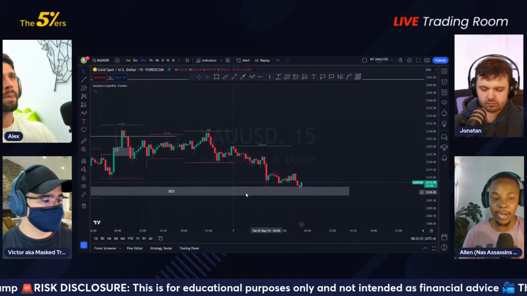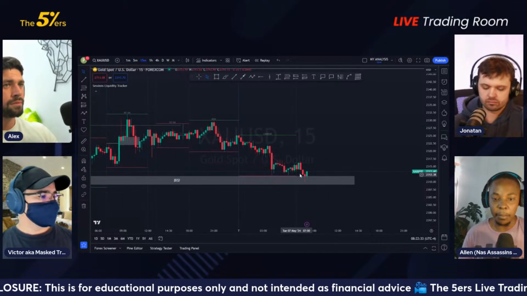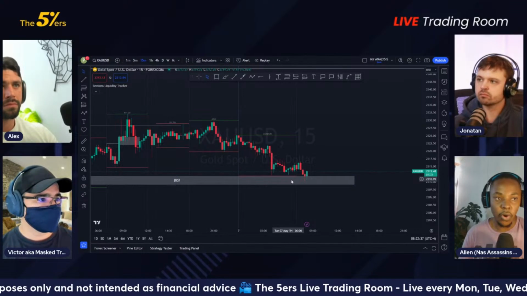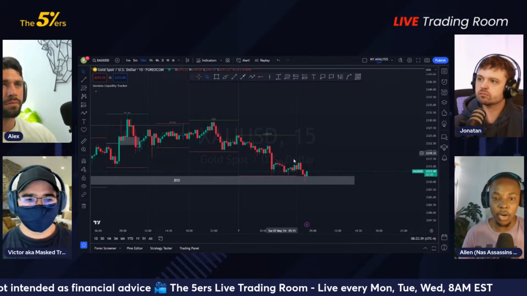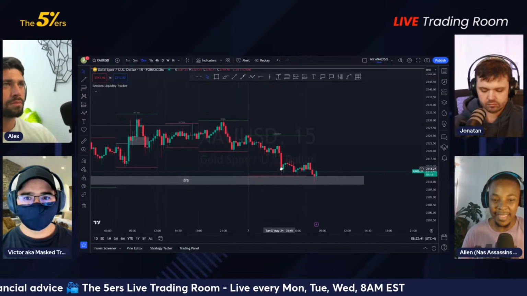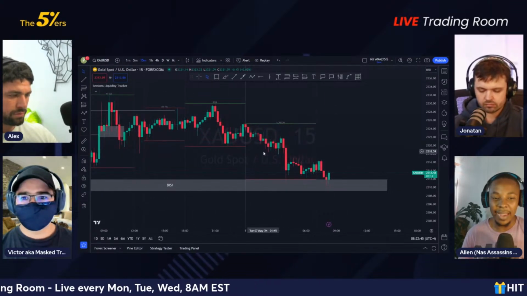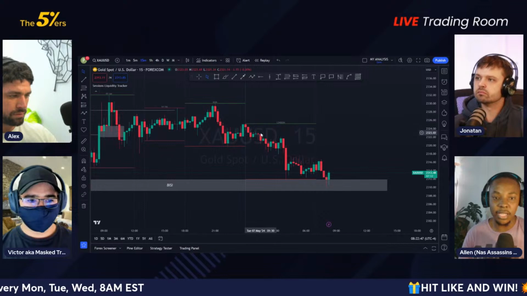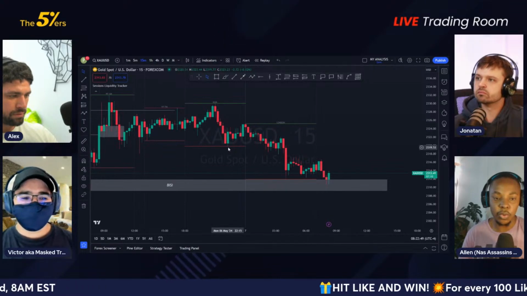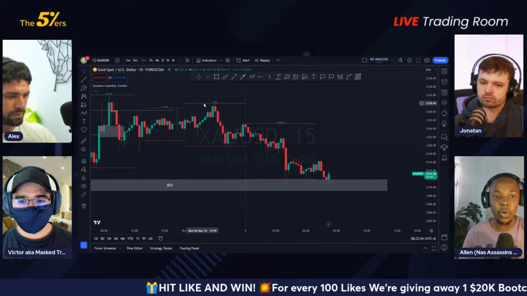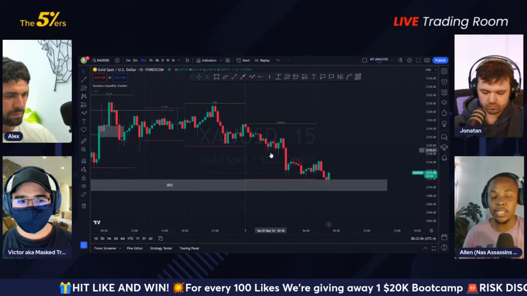What I like about it is that price tapped into that H4 fair value gap right after we took out the London low. That's one of the confirmations that I look for, especially if I'm in the London session. I wait for London low or Asia low to be swept, or Asia high to be swept, then consider taking a trade from there.